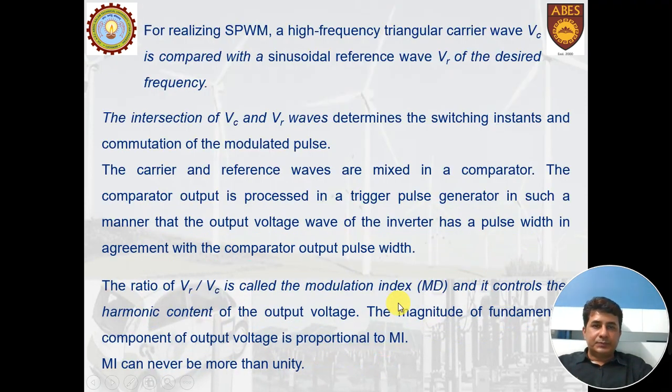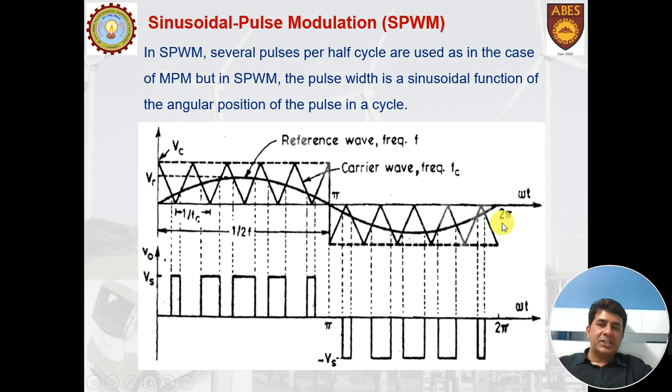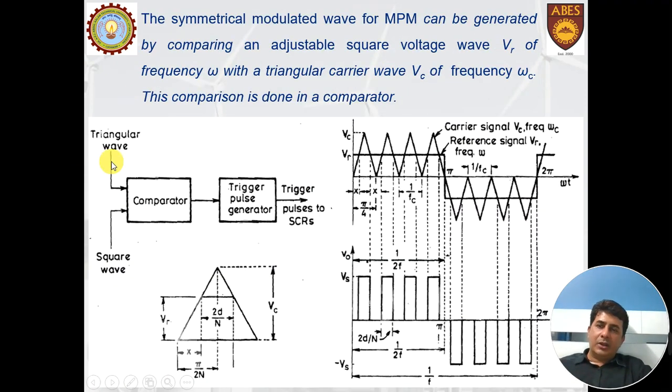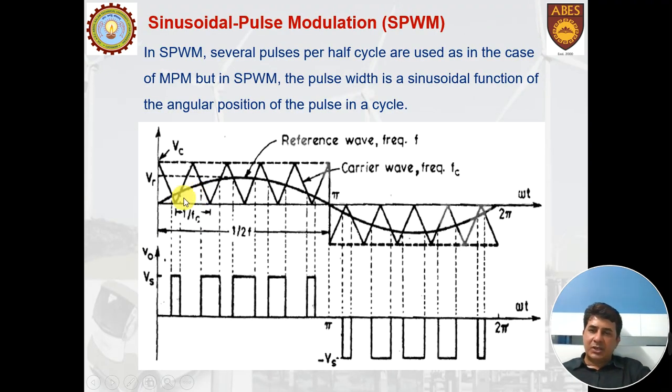Now again, how do we achieve it? The process is similar. Triangular wave compared with a sinusoidal wave, sent to a comparator, the output will be high at the point of intersection. At this point of intersection, a pulse will be given to the thyristor, it will turn on, and output will start appearing. At this intersection point, the thyristor will be commutated, then again it will be on here, off, on, off, and so on.